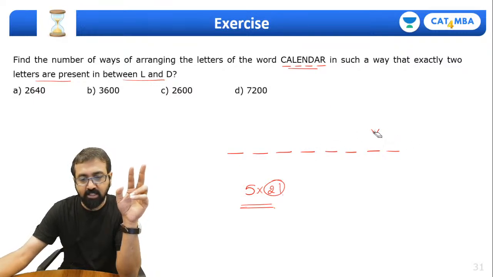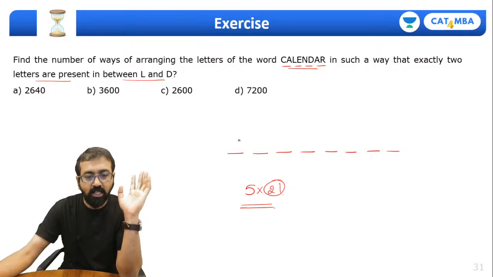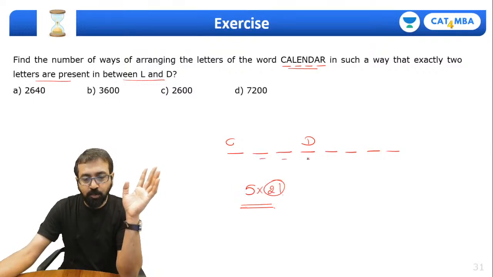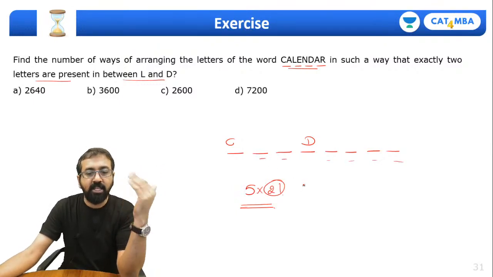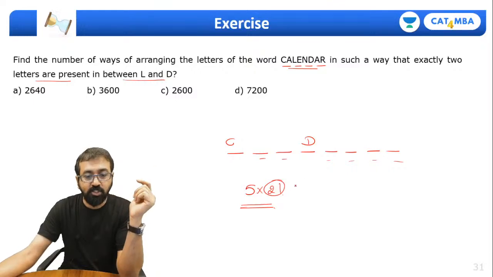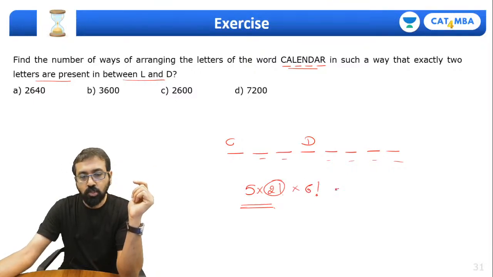Why have I written this 5 into 2 factorial? Now suppose we have placed L and D over here. Can I say the remaining 6 letters can be arranged on the remaining 6 positions in 6 factorial ways? So this will be your answer.